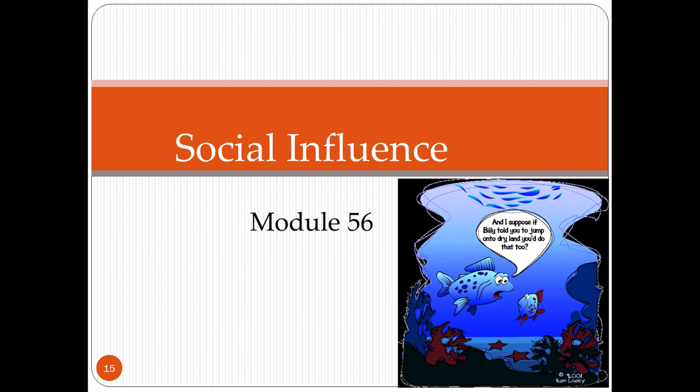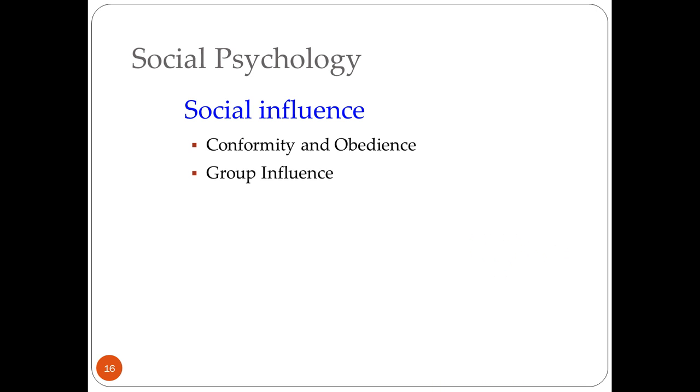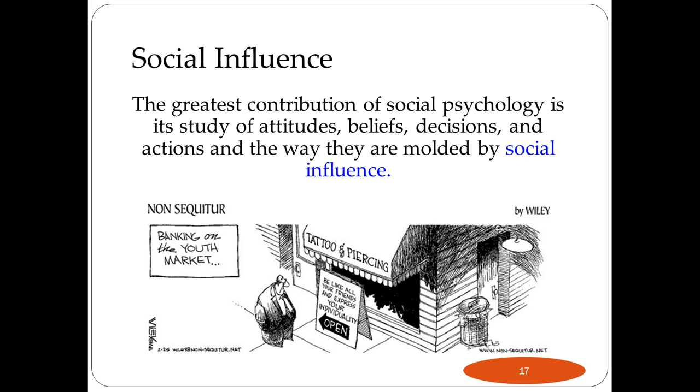So if we think about things in a social manner, and we always do, that's how everything we think about is in a social manner. Well, then how do we take that and use it to influence? Well, we're going to talk about the difference between conformity and obedience, and how groups can impact your behaviors. So, a clear definition: social influence is the impact of other people on our own behaviors. Pretty simple, right?